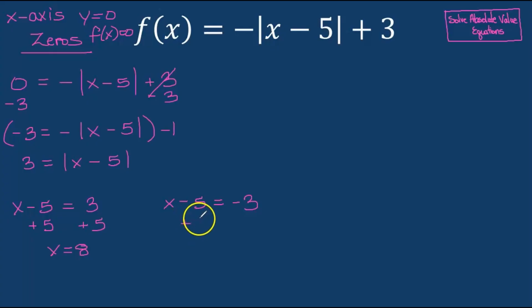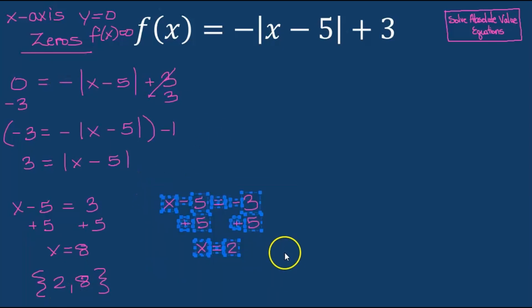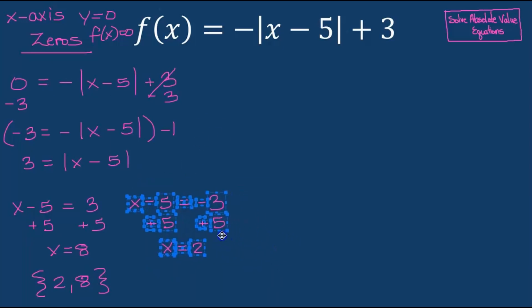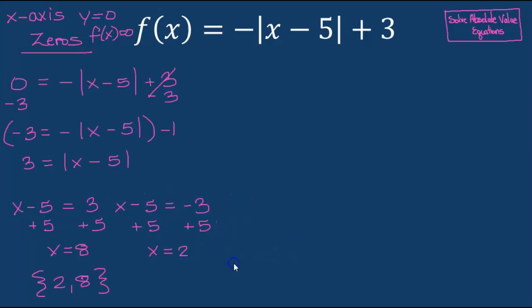I'm going to solve it the same way, but you'll see because that's a negative 3, this solution is actually 2. And so my solution set is 2, 8. I am intentionally putting this in order from least to greatest. And let's go ahead and move this over a little bit so that when we look at our graph, we have lots of room.